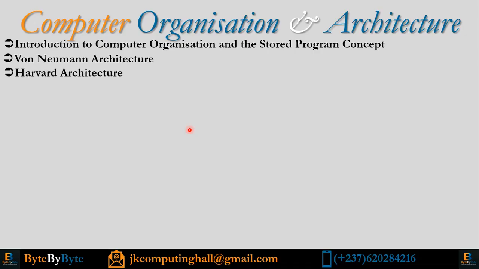From there, we are going to move to a different type of architecture known as the Harvard architecture, and we shall see the problems it solves in the von Neumann architecture, and we shall also see the differences between both. As well, the diagram and the block diagram for this architecture will be given.